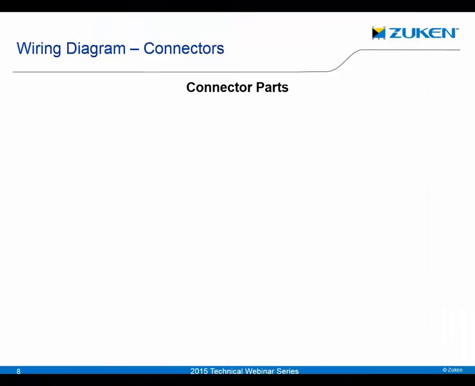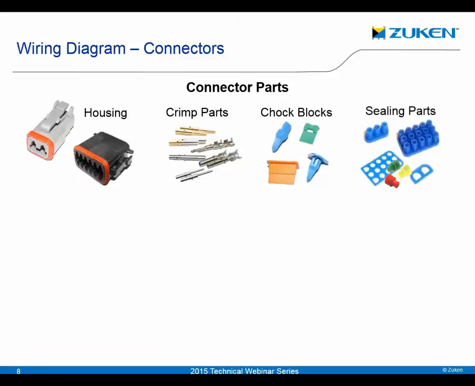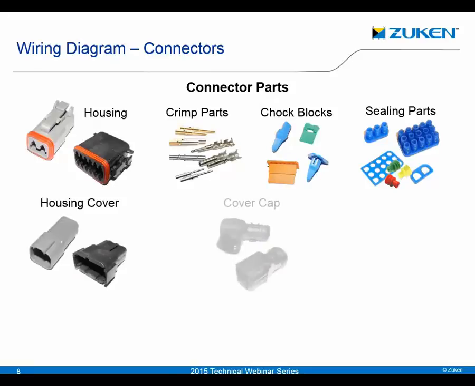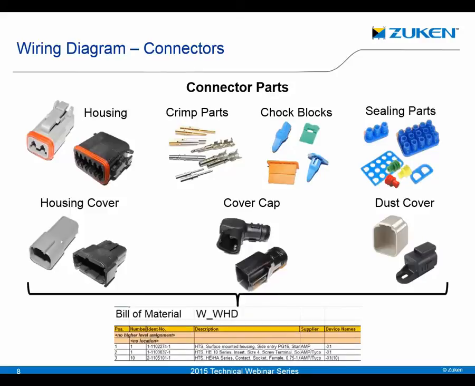Connectors are very complex components with a lot of additional parts. For example, we have a housing, crimp parts to connect the wires, chuck blocks to fix the crimp parts inside the housing, sealing parts for connectors in wet areas, seals or sealing mats for wires, and rubber plugs for empty slots in the housing, covers for the housing, special cover caps, and for example dust covers to protect not yet connected connectors. Those additional parts can be added to a connector in the library or interactively in the wiring diagram. The big advantage is getting the added parts also in the bill of material automatically.